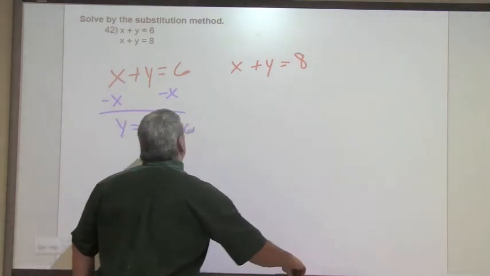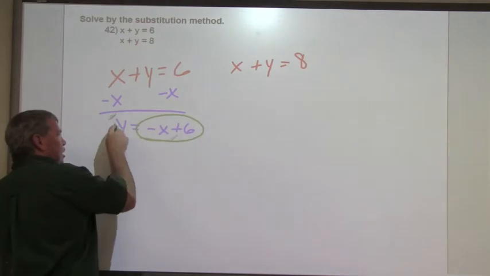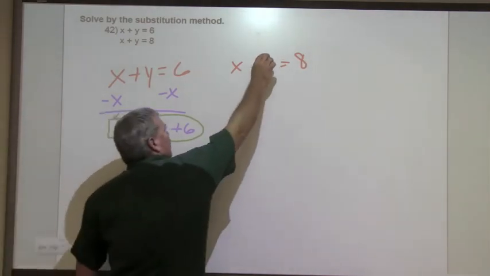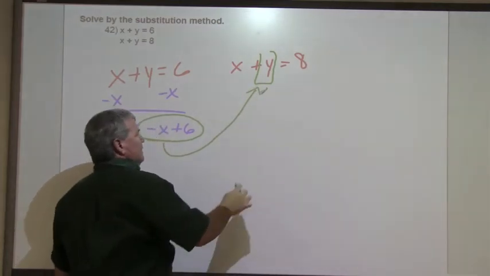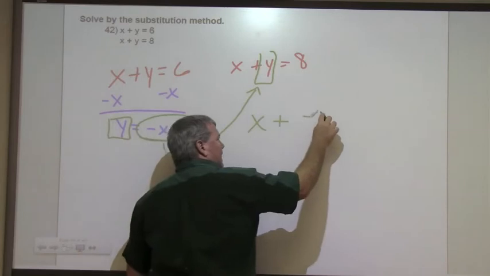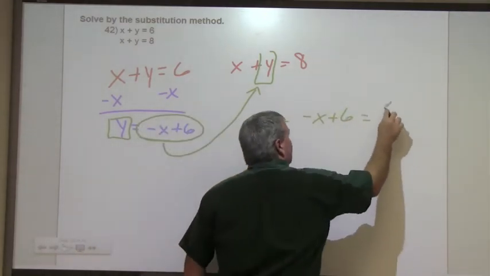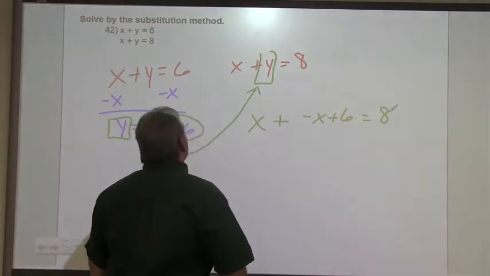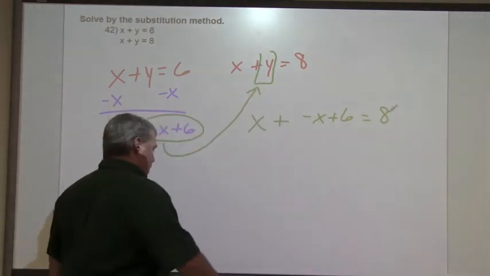So what I'm going to do is I'm going to take this answer right here, negative x plus 6, which I know is what? Y. I'm going to go over to this equation and I'm going to substitute that in. So I get x plus a what? Negative x plus 6 equals 8. So I substitute negative x plus 6 in for the y value.